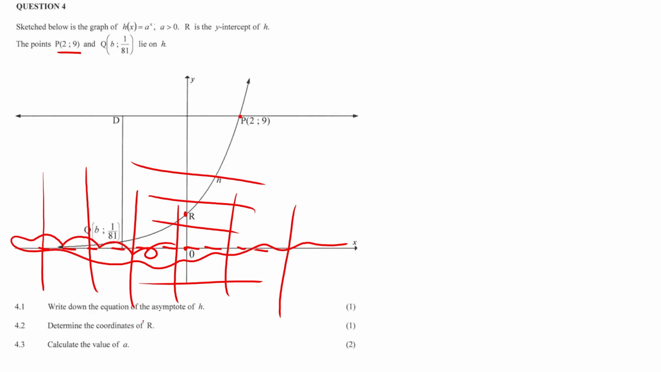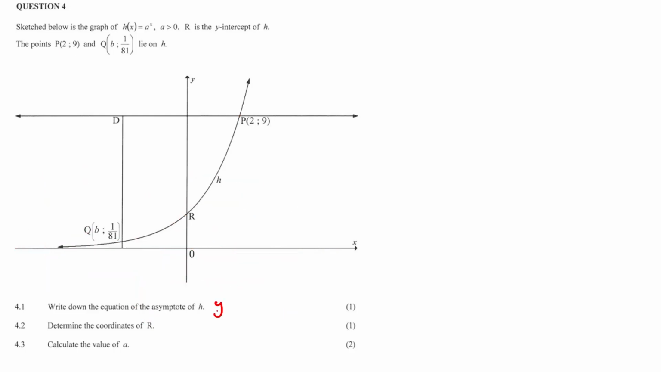It's some basic theory. So I'm just going to clear that. y is equal to 0. That's the answer, because the graph is never going to touch this line over here. I know it's on the x-axis, but it relates to y. Verstaan. 4.2, determine the coordinates of r.